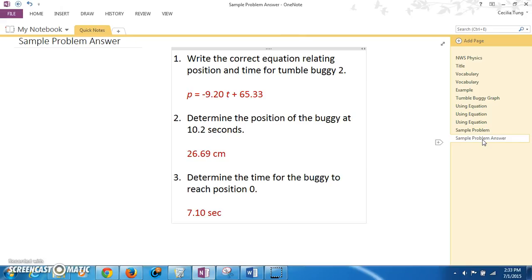Hopefully you stopped the video and figured out the answers to the questions. Here's the equation that relates position and time for this vehicle. The slope is negative, this number, minus 9.20t, because the car is moving in the opposite direction as the first one that we looked at.